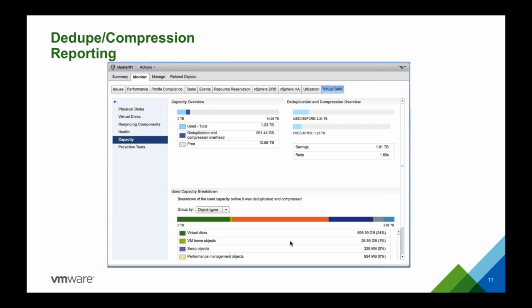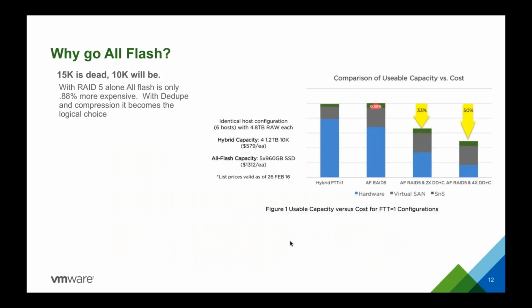Is this overhead for performance management database? Is this actually related to virtual disks? Where is my space actually going? This gives you the ability to rapidly see what's going on with your data.